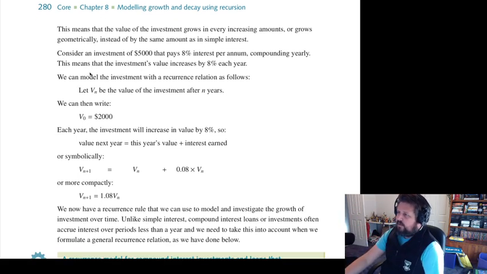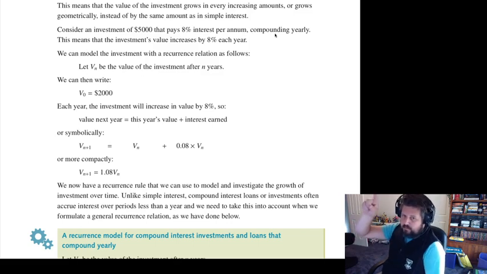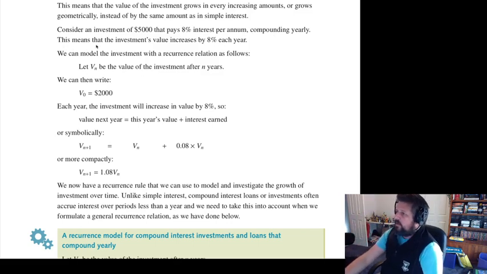So it says here, consider an investment of $5,000 that pays 8% interest per annum. Notice as well, it says it's compounding yearly. As soon as you see the word compounding, we're using the compounding formula. This means that the investment's value increases by 8% each year. Again, we can model this investment using recursion relations. Let Vn be the value of the investment after n years. And we can write the initial value.